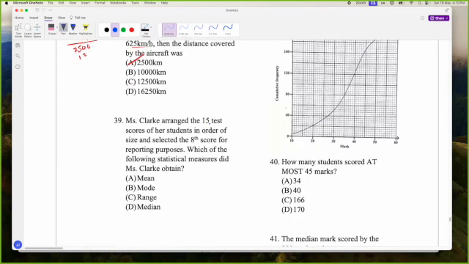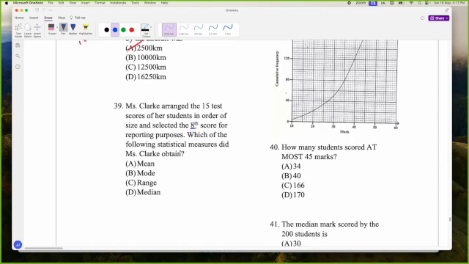Ms. Clark arranged the test scores of 15 of her students in order of size, so in order of size would mean ascending or descending, and selected the 8th score for reporting purposes. Which of the following statistical measures did Ms. Clark obtain? Did she obtain the mean, the mode, the range, or the median? Well, you know it would be the median, right? Because the median is the only one where you need to put the scores in ascending order.